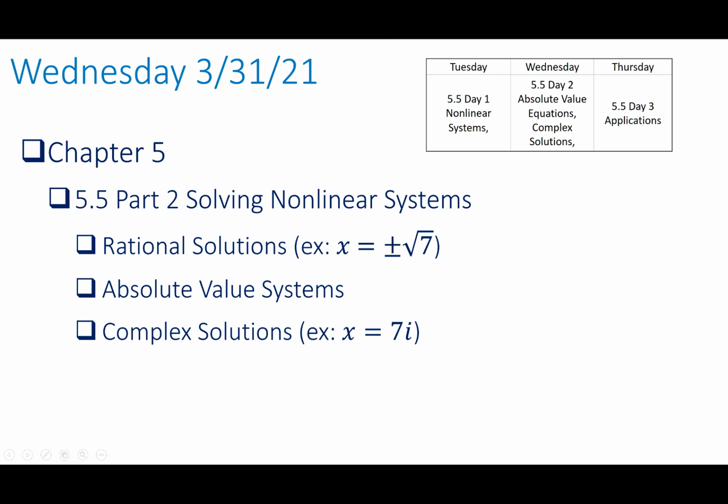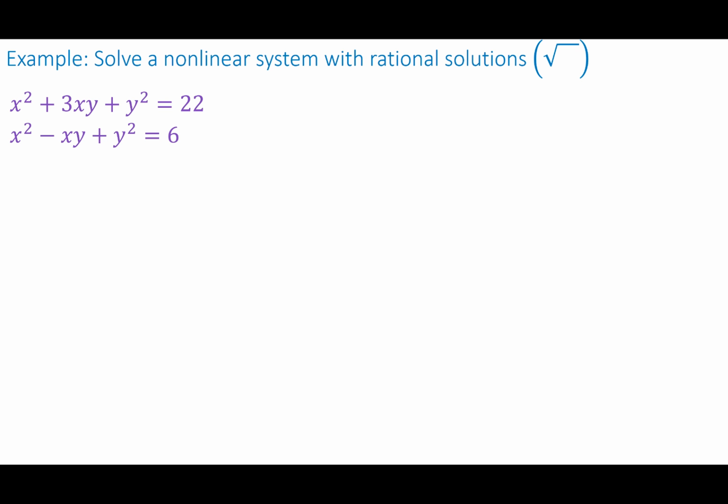Let's look at chapter 5 on solving nonlinear systems, but now we're going to be looking when we have rational solutions with radicals. We're going to look at absolute value systems and also complex solutions as an answer, like if x was 7i, or we could have a y value with an imaginary part to it. So the first one, a nonlinear system with a rational solution with that square root symbol.